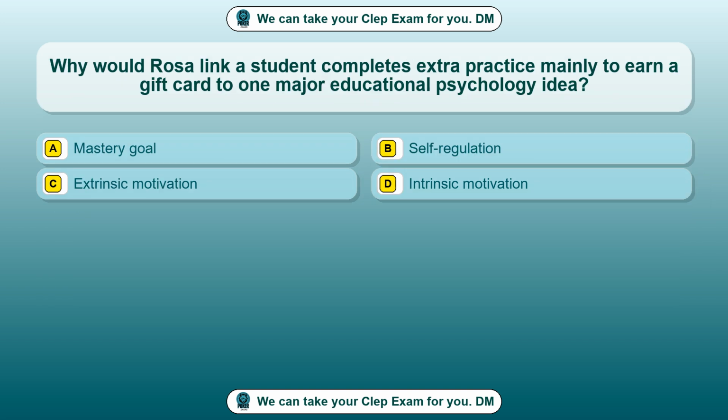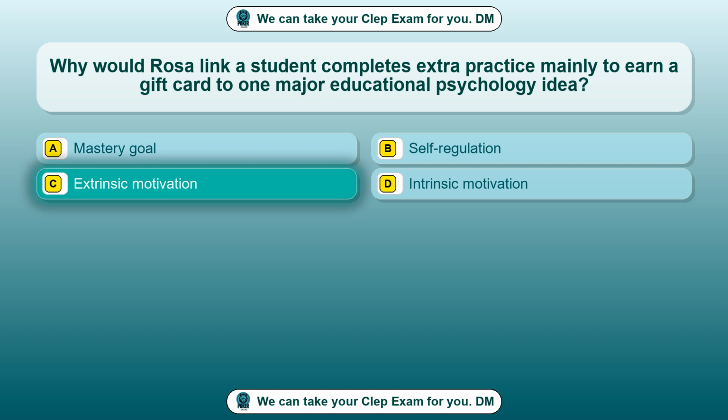Question 27. Why would Rosa link a student completes extra practice mainly to earn a gift card to one major educational psychology idea? Option A, mastery goal. Option B, self-regulation. Option C, extrinsic motivation. Option D, intrinsic motivation. The correct answer is option C.